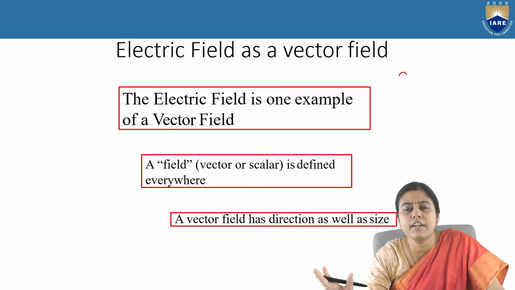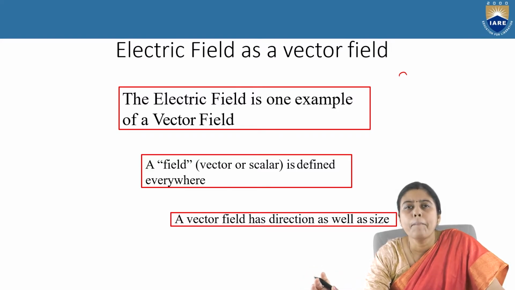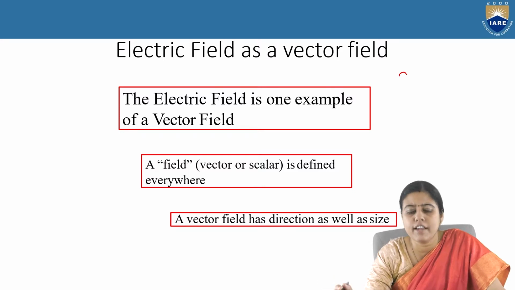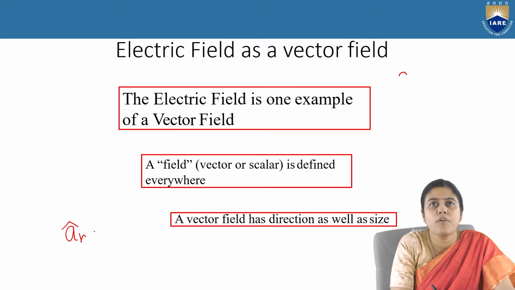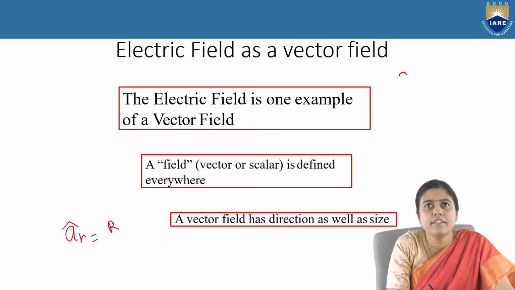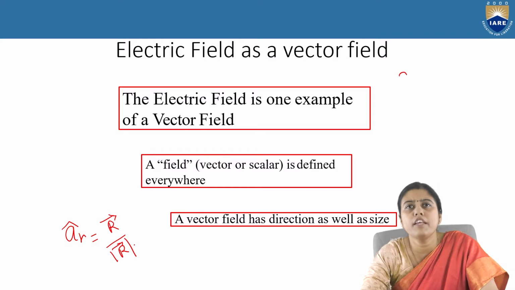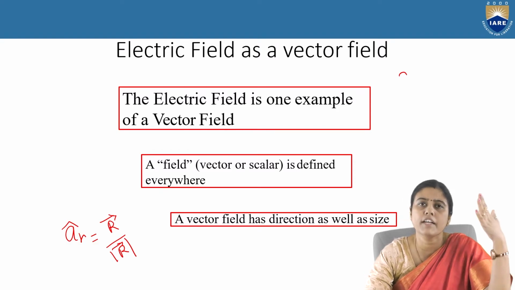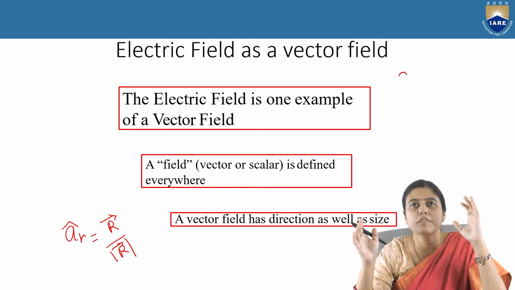A vector field has a magnitude as well as direction. We wrote that it is aR. What is the meaning of aR? aR means R divided by the magnitude of R. What is the meaning of the unit vector or vector direction? The magnitude is the radius, or the distance between two particles.